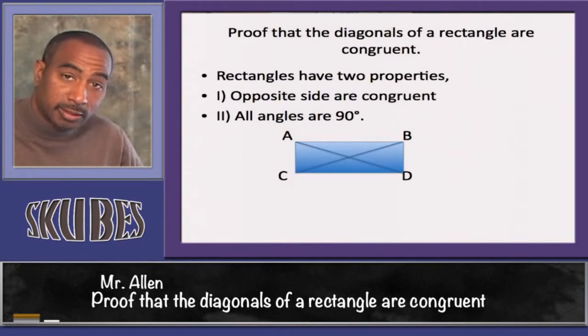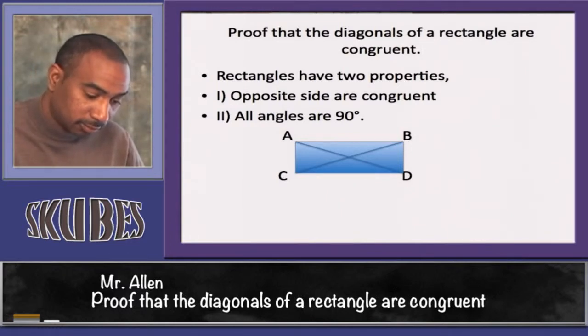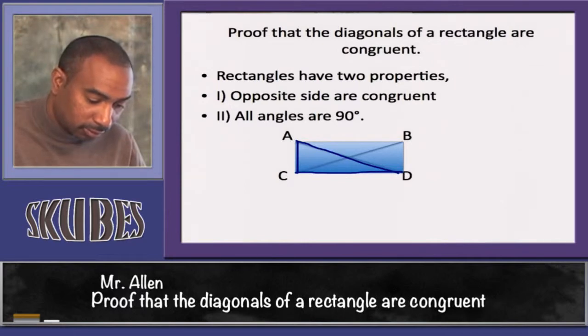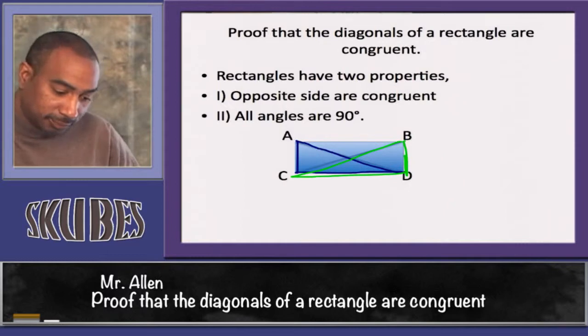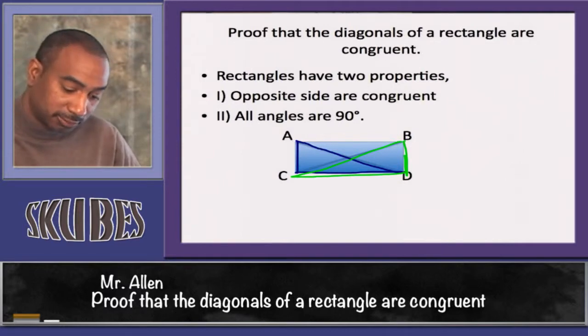What I'm going to do is separate this rectangle into two right triangles. Let's consider triangle ACD and triangle BDC. And if we can show that BC is equal to AD, then we have proven what we need to prove.